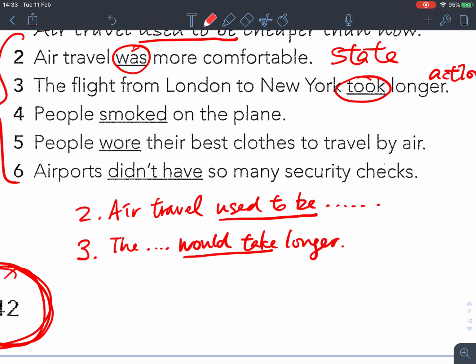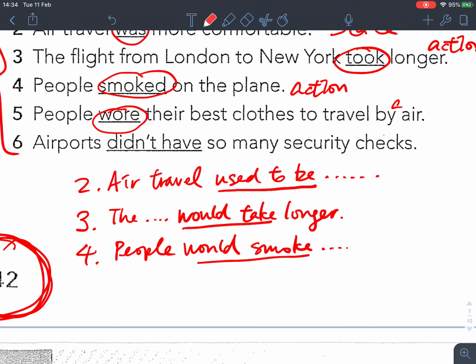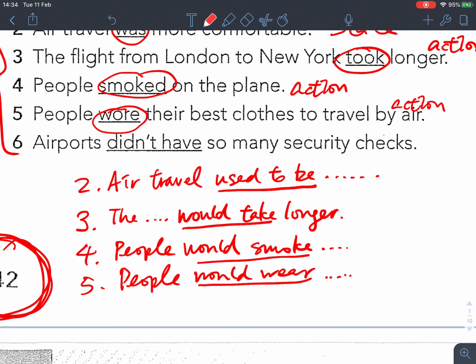And then 4, "People smoked on the plane." So smoke is an action. All right, so according to the instructions here, we can only change it to would. So people would smoke on the plane. Action again. And then 5, "People wore their best clothes to travel by air." So wore should be an action as well. Right, so we can only change it to would here. People would wear their best clothes to travel by air.